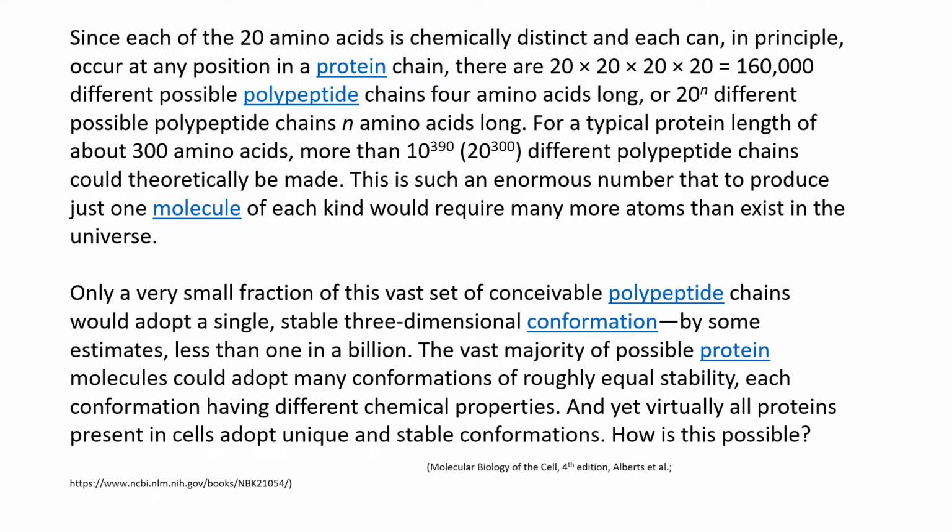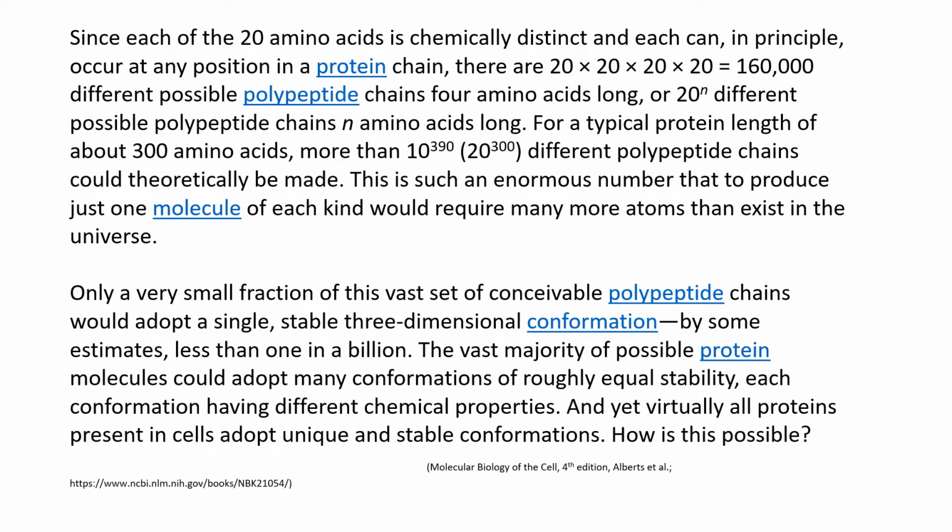So he's saying that since each of the 20 amino acids is chemically distinct and each can in principle occur at any position in a protein chain, there are 20 times 20 times 20 times 20, which is 160,000 different possible polypeptide chains 4 amino acids long. Now, if we want n amino acids, like 150, for example, so let's keep reading together, or 20 to the n different possible polypeptide chains, n amino acids long.